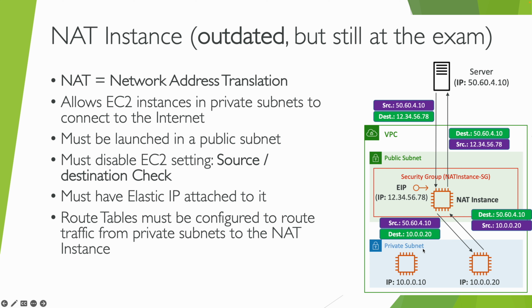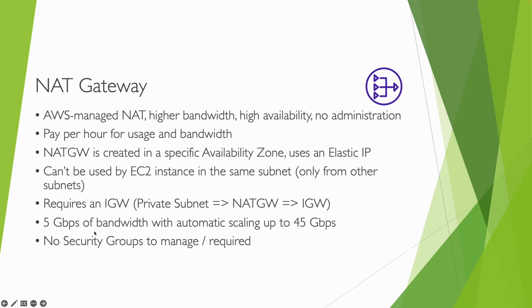The private subnet is not directly connected to any internet gateway. It is connected to the NAT instance, and through the NAT instance it is connected to the internet. This was used in the past. Now, instead of using a NAT instance, AWS has something called a NAT gateway.